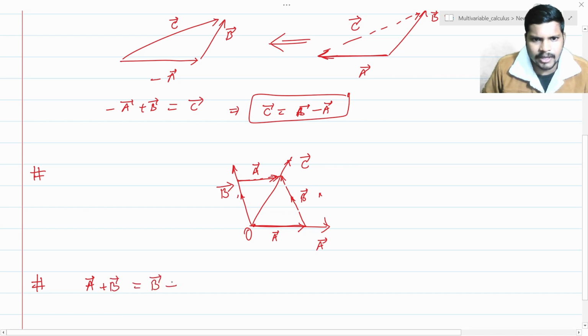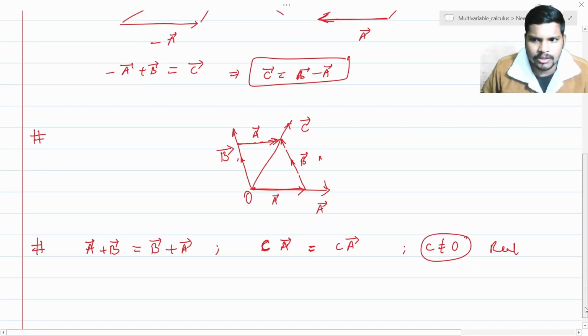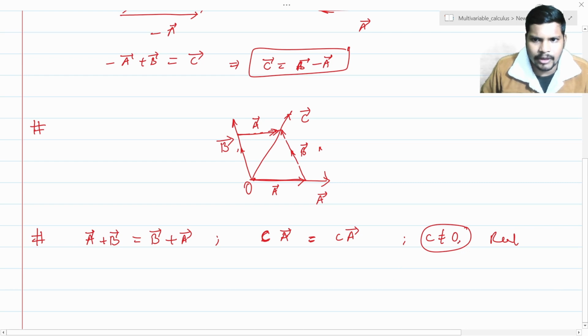I can always write it in this way, B vector plus A vector. Now if I am multiplying a vector with some kind of constant, where C is a non-zero real quantity and positive, there will be no change in the direction, everything would be fine. On the other hand, if I'm multiplying by some negative quantity, then obviously the direction will not be the same, it is going to be changed.